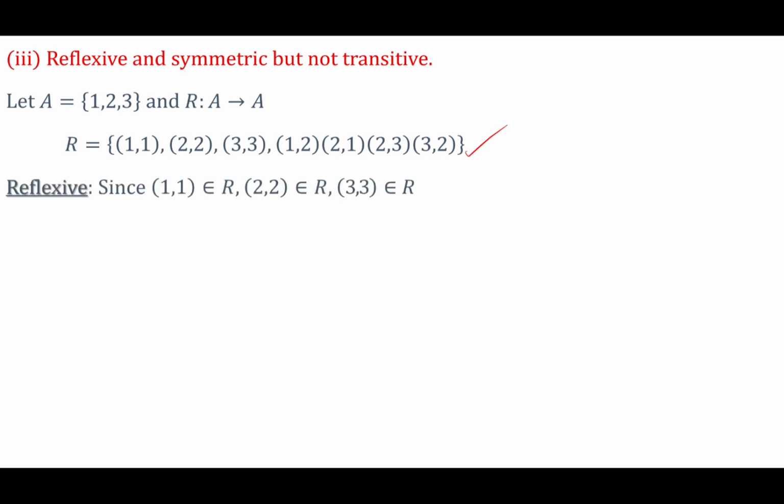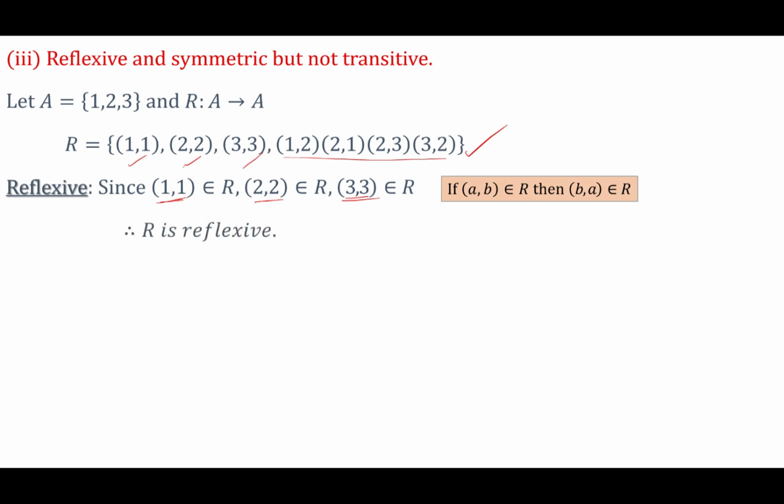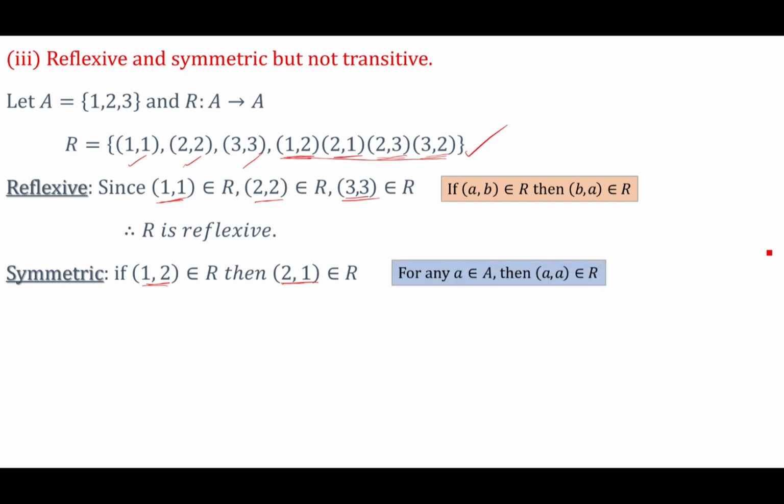Now at first, reflexive. If you find all the ordered pairs with identical elements in the relation, then it is reflexive. So all those ordered pairs are here, and other ordered pairs are optional in reflexive. So the given relation is reflexive. Symmetric. A symmetric relation says if (1, 2) is there, (2, 1) must be there. And (2, 3) is here and (3, 2) is also here. This is what the symmetric relation says.